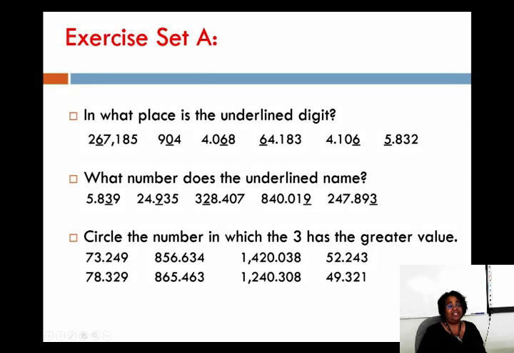I want you guys to write these problems down and solve them. The first set here in the exercises, we want you to just tell me what the place value is of the underlying digit. Just name that place value. On the second set of questions, I want to know what number the underlying name. Tell me the number.